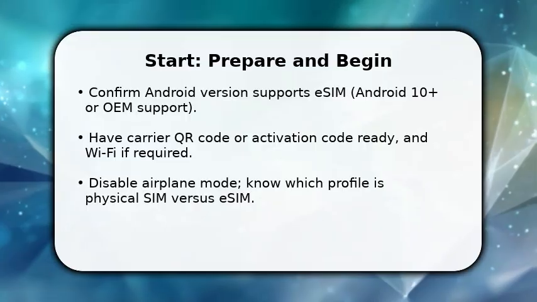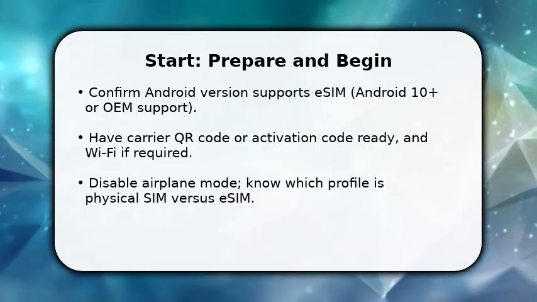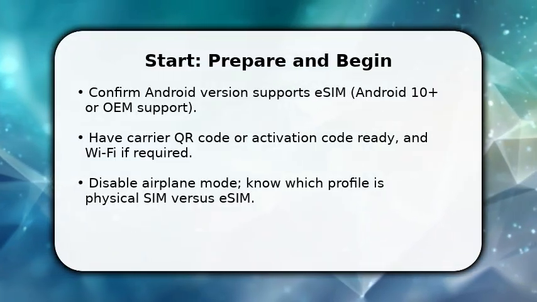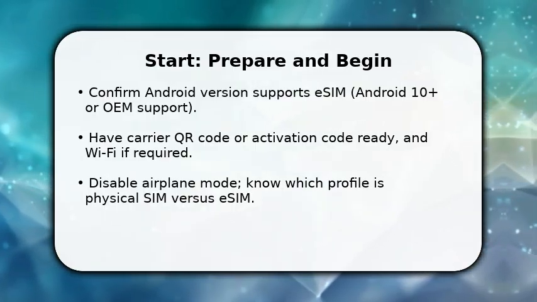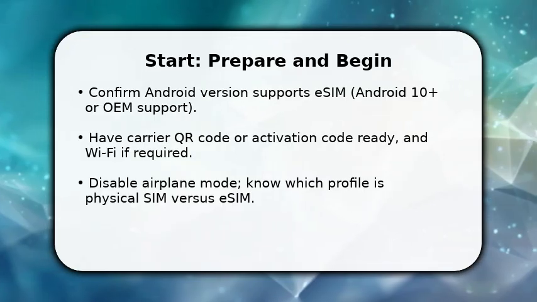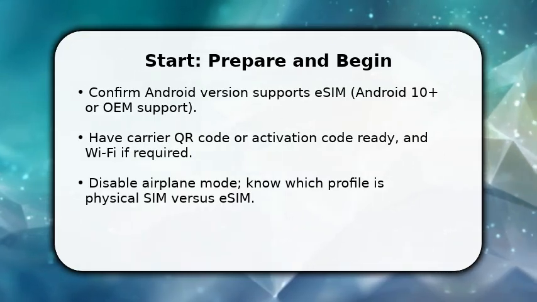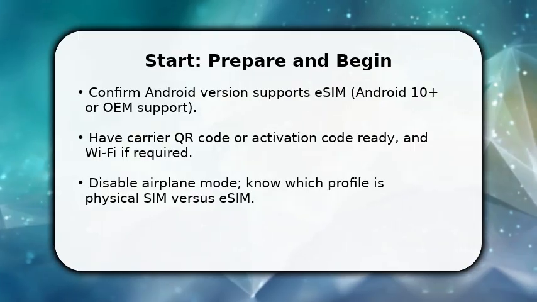You start by confirming your phone supports eSIM and that you have the carrier QR or activation code on hand. This is critical so you don't get halfway and stop. Next, make sure you're on Wi-Fi or cellular with good signal because activation may require downloading a profile.